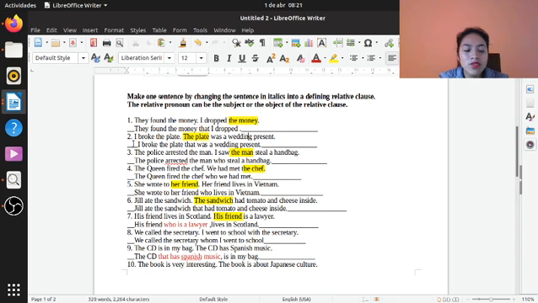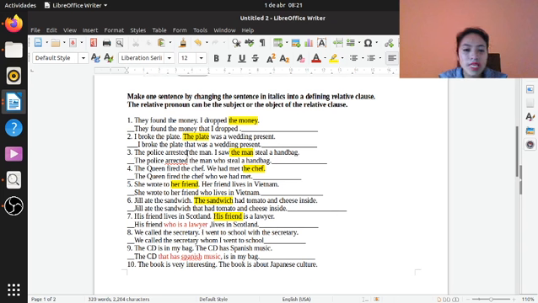Now, exercise number 2. I broke the plate. The plate was a wedding present, right? What do we have in common in these both sentences? Very good. We have the plate. And how is the sentence going to be? I broke the plate that was a wedding present, because the plate is an object. Excellent, my students.